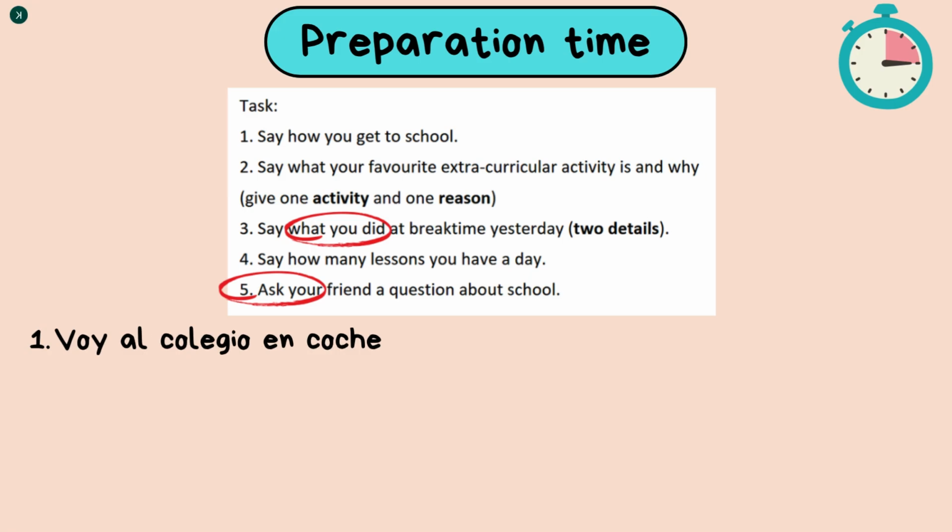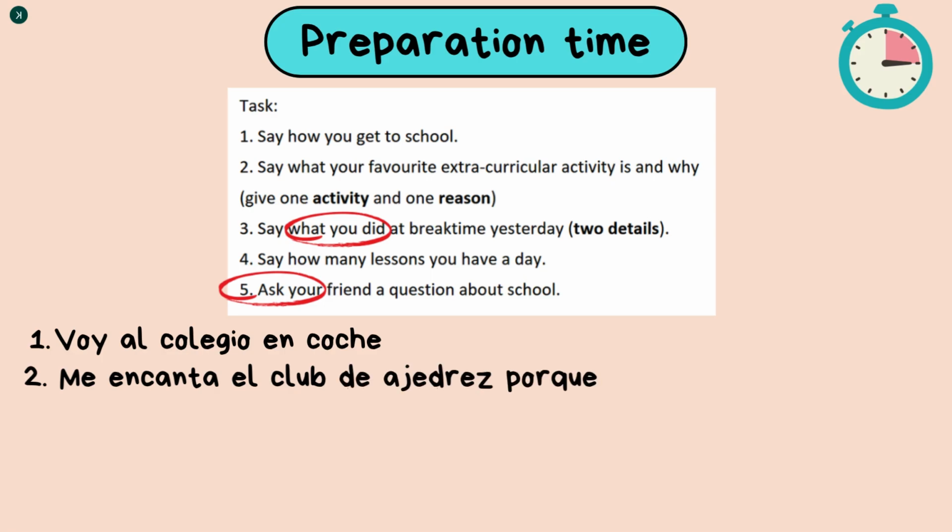So for number 2, it says, say what your favourite extracurricular activity is and why. And I need to make sure I give one activity and one reason. I'm going to try and keep this quite simple. So I'm going to say, me encanta el club de ajedrez porque es interesante. And that means I love the chess club because it is interesting.